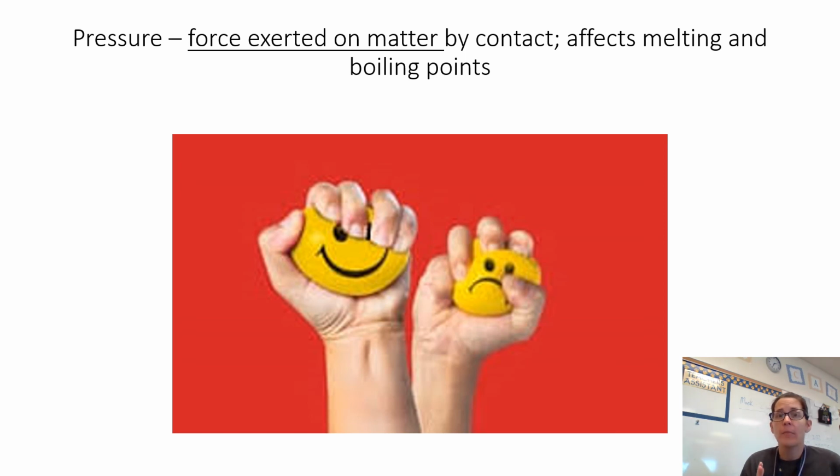So pressure is going to be an important thing to know about whenever we're talking about the layers of the earth, because the further you go inside the earth, the more pressure is being pushed on those layers. So the mantle puts a whole bunch of pressure on the inner core, and all the layers on top of the inner core are really squishing, and that's why the inner core is solid, but that's because of pressure. And pressure is force exerted on matter by contact. It affects the melting and boiling points, and that's going to be important again whenever we talk about the inner and the outer core, okay? Keep it in mind.